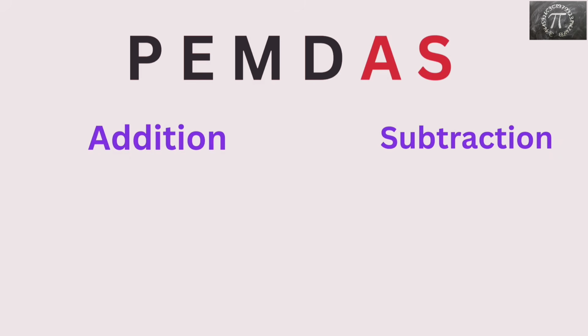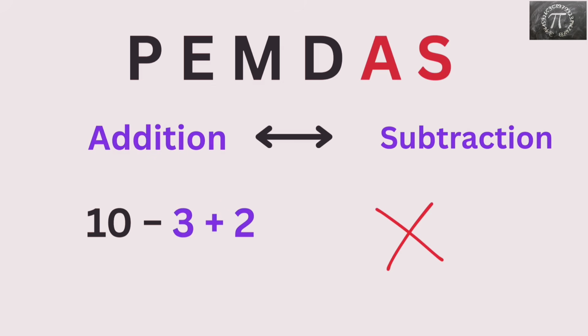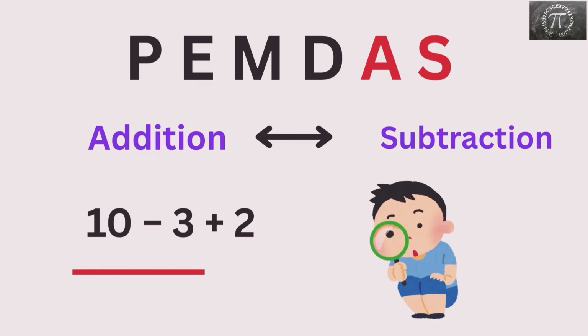Finally, the last step is addition and subtraction. Just like before, they are equals. You don't always add before you subtract. Again, you move from left to right and solve as you go. This order keeps everything consistent. Without it, two people could do the same problem in two different ways and get two different answers. And that would create chaos.